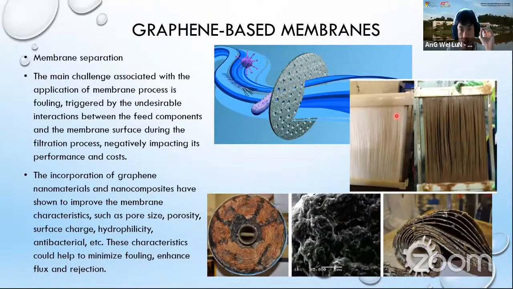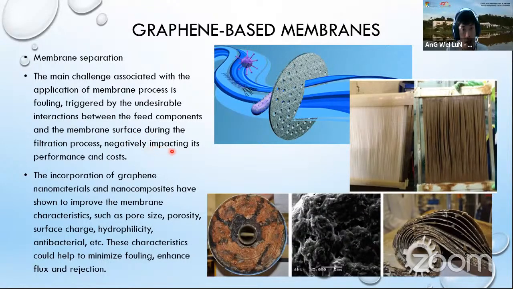Fouling means that the impurities will deposit and clog the membrane surface area. For instance, in this case, this is the fresh membrane, white in color. After filtering the water, you see that the color turns to a brown, a dark color. It means that the surface of the membrane is clogged or deposited with those impurities, preventing water from passing through the membrane. So we call this a fouling process.